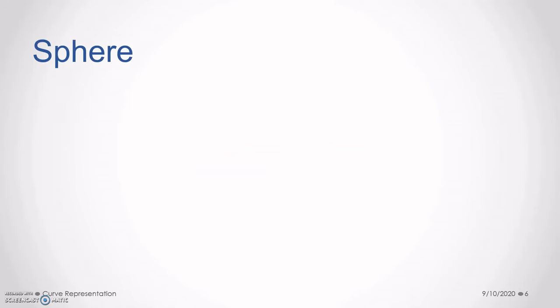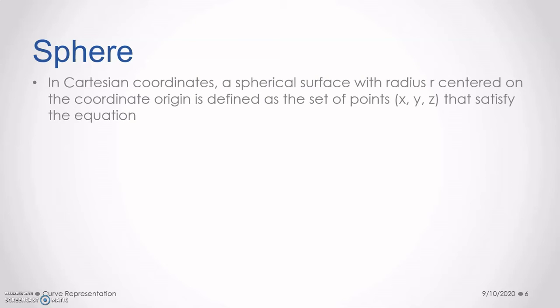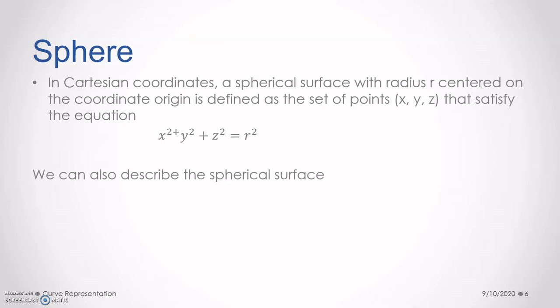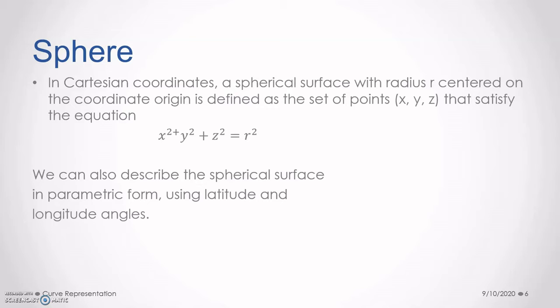First we will move on to the sphere. In Cartesian coordinates, a spherical surface with radius r centered on the coordinate origin is defined as the set of points x comma y comma z that satisfy the equation x squared plus y squared plus z squared equal to r squared. We can also describe the spherical surface in parametric form using latitude and longitude angles.